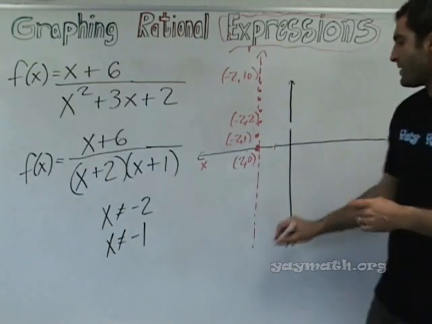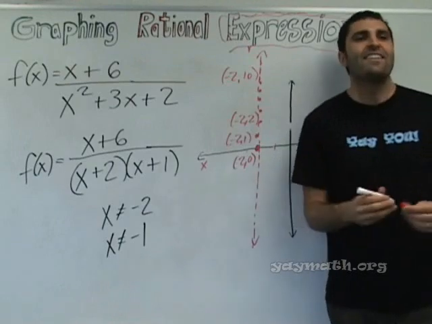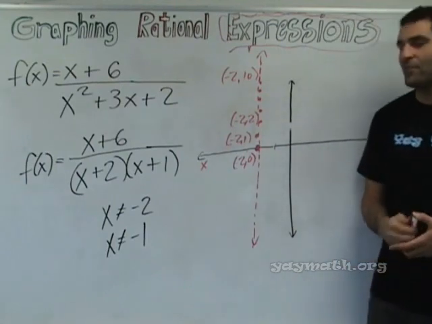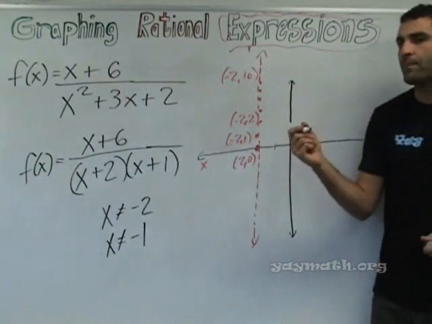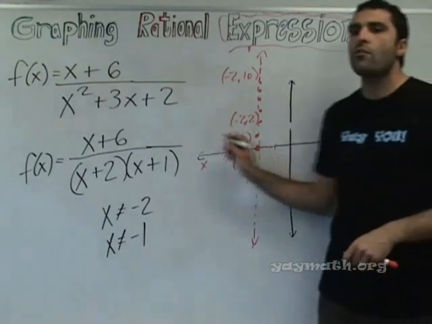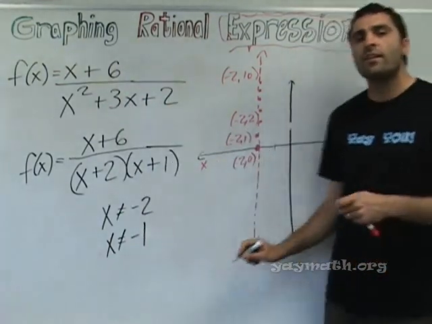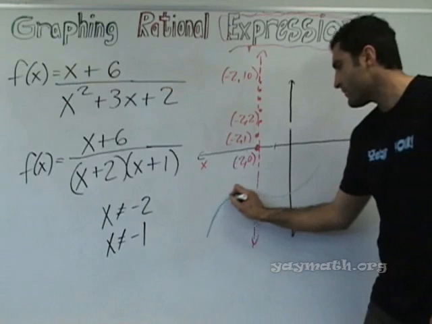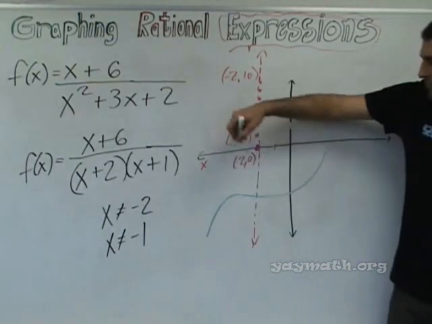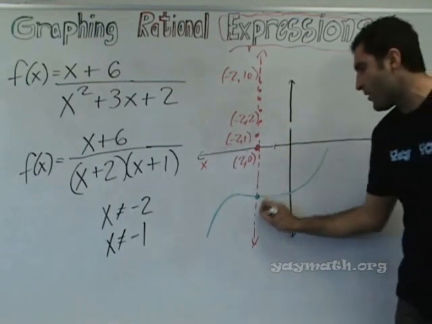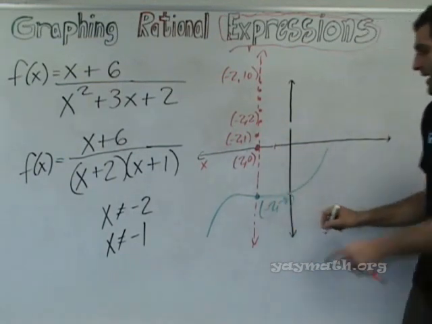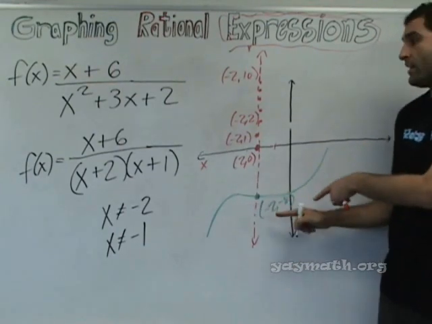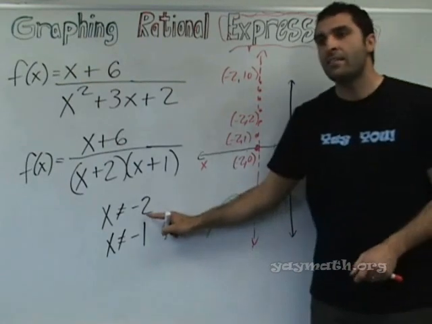If I was going to graph something in green, would it ever cross over this line? No. Because if I graphed, let's say, a squiggle like that, the graph would touch this point. Suppose this point was negative 2, negative 8. Is this point allowed to be on the graph? No, it's not. Because we agree that x is not allowed to be negative 2 at any time.